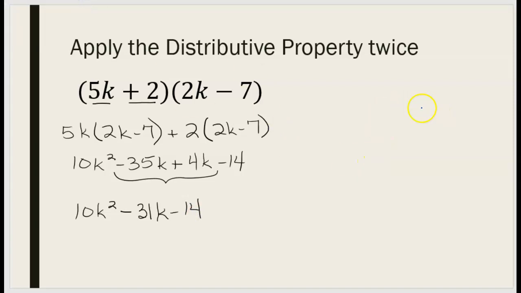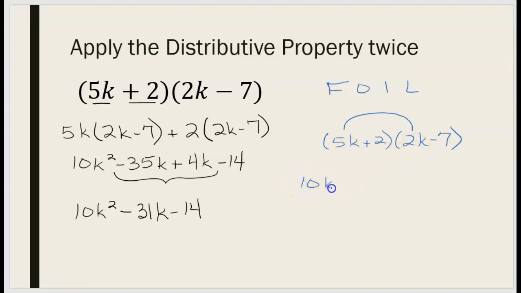For those of you who are interested in seeing this foiled out, remember first, outer, inner, last. Okay, here we go. First means the first term times the first term. 5 times 2 is 10, and k times k is k squared. Outer, 5k times negative 7, positive times negative is negative, 5 times 7 is 35, and then we have that k that's multiplied in there as well.